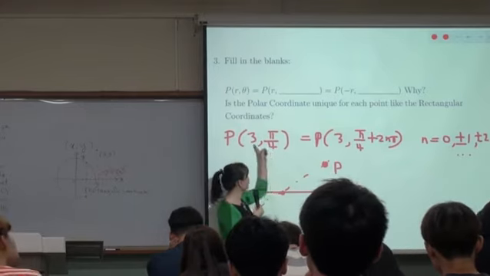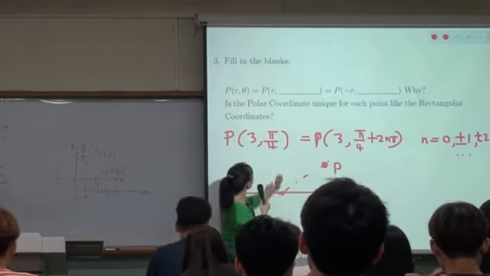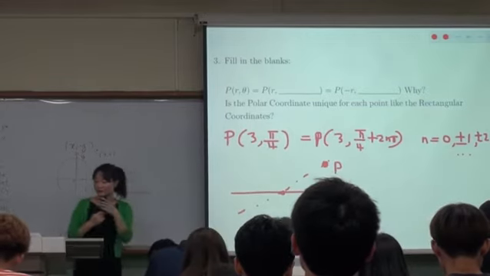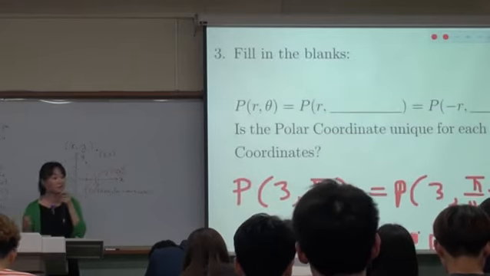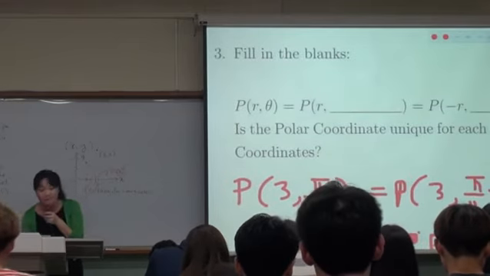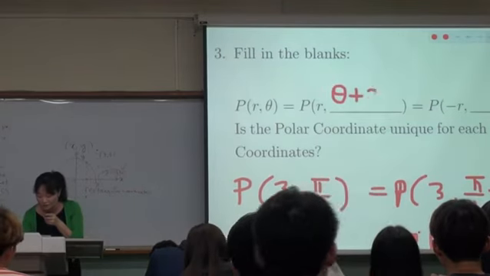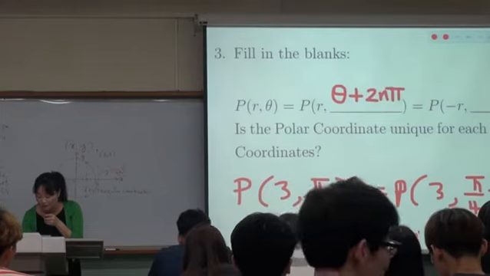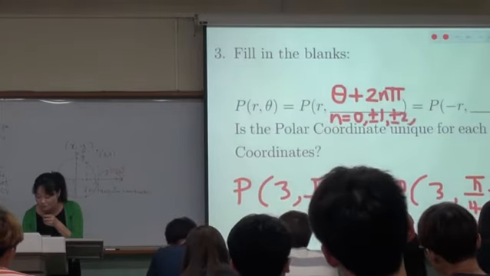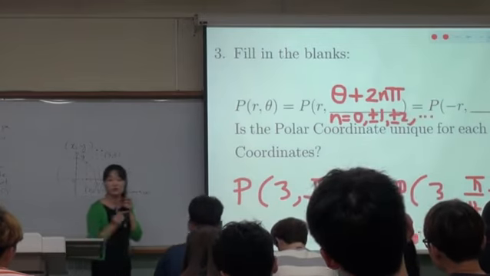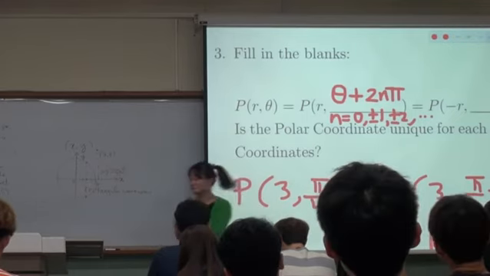When I keep the same r, when r is still positive, go ahead and fill in the blanks. P(r, theta) is P(r, what? Theta plus 2n pi, where n is 0, plus or minus 1, plus or minus 2, where n is an integer. Get it? Okay.